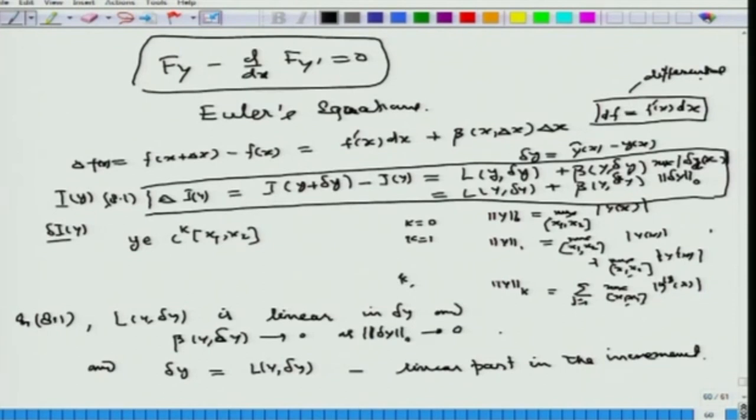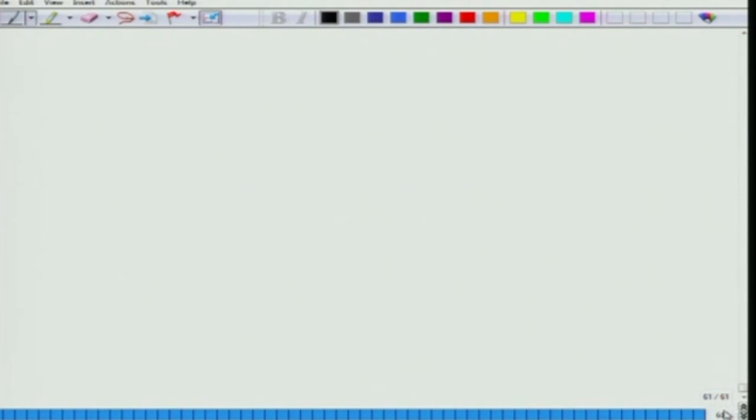In the same way, we define the variation delta y, which is the linear part in the increment given by 8.1, if 8.1 holds for the functional I. So, this was equivalently defined by the fact that this df is also del f of x plus alpha delta x over del alpha at alpha equal to 0.